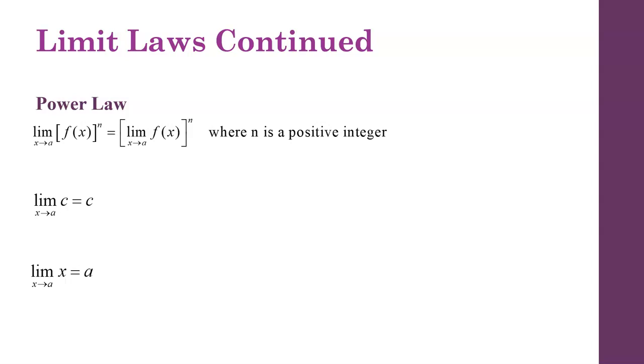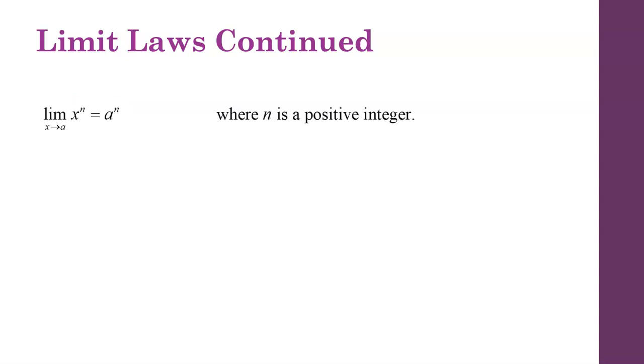And if I'm taking the limit of just x as x gets close to a number, I'm just going to get that number. Now, the power law combined with these two rules gives me some other useful properties of limits. If I'm taking a limit of x to a power as x goes to a, I'm just going to get a to the n power, again, as long as n is a positive integer. The nth root of x remains the nth root of a as x goes to a, once again, as long as n is a positive integer, and a is in our domain.